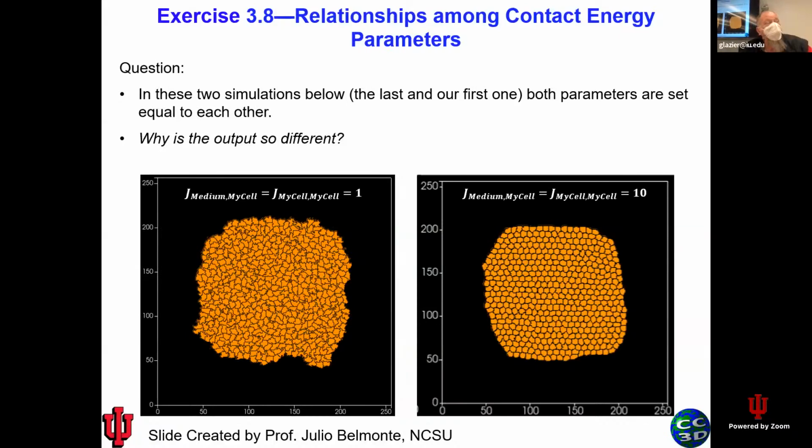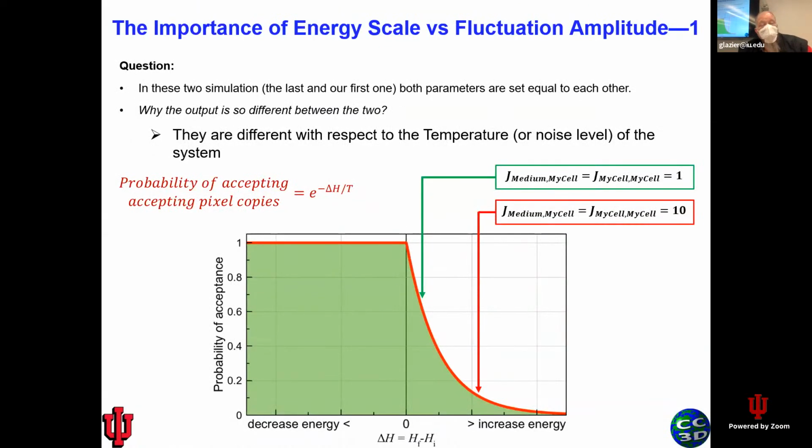But even with the case that we had, where cell medium equal to 1, cell equal to 1, versus cell medium equals 10, cell equals 10, we had very different geometries, even though the cell medium and the cell contacts are equal to each other. And that's because of the relation with the fluctuation amplitude. And so that comes back to what I was saying before.